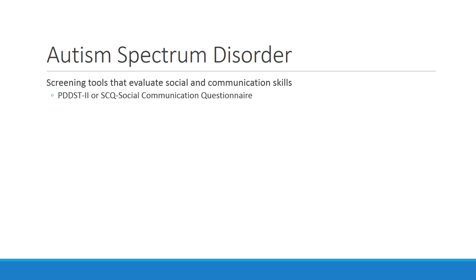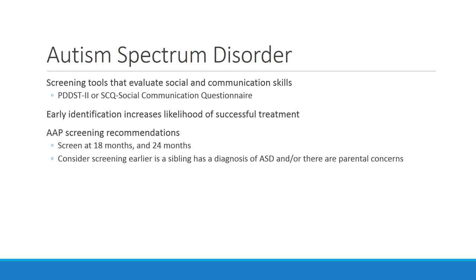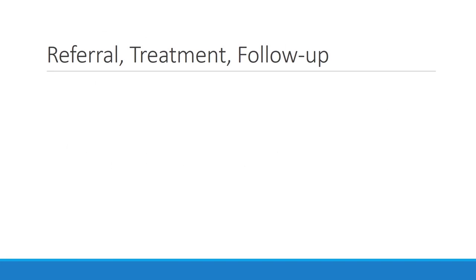As with most developmental abnormalities, early identification increases the likelihood of successful treatment. The American Academy of Pediatrics recommends screening for ASD at 18 months and 24 months, or earlier if a sibling is on the spectrum or if there are parental concerns. Any concern in any developmental domain should be promptly addressed with standardized developmental screening tests, like the ones discussed, or with appropriate referral. California Code of Regulations Title 17 requires referral to an Early Start program within 2 days of identifying an individual under 3 years who might be in need of early intervention services.